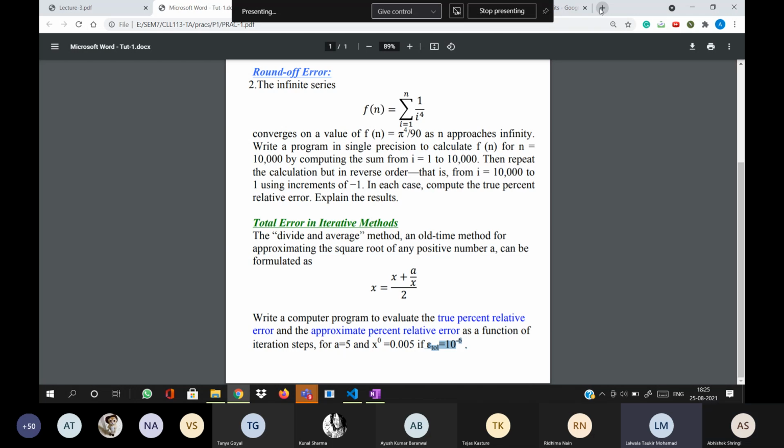Sir, in question number 3, we need to iterate till we have the tolerance 10 raised to minus 6. Then we need to stop, right? Yes, you have to stop. Keep in mind that it is relative error.